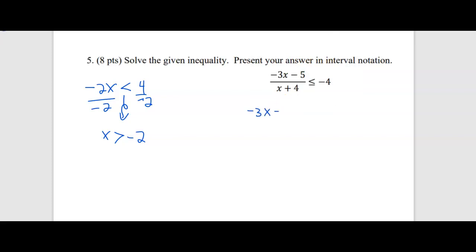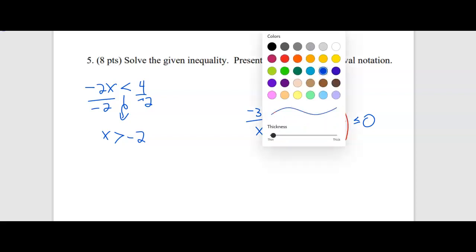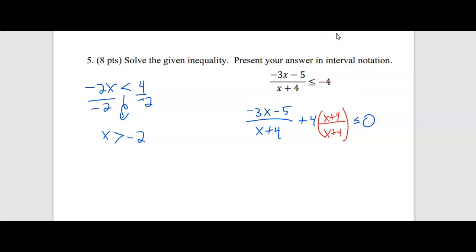Instead, just start working with the fractions. So I'm going to add the 4 to the left side. Let me move that over a little bit. I now need to create a common denominator so I can add these fractions. So I multiply by x plus 4 over x plus 4. That's a form of 1, so it won't change the value of the 4, but it does allow us to add these fractions together. So they will have the common denominator x plus 4.